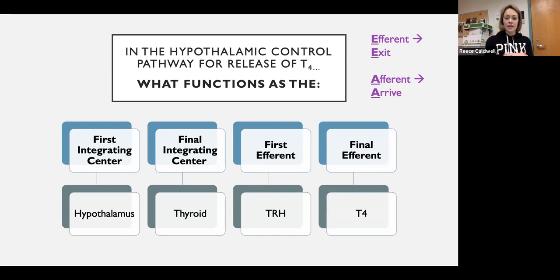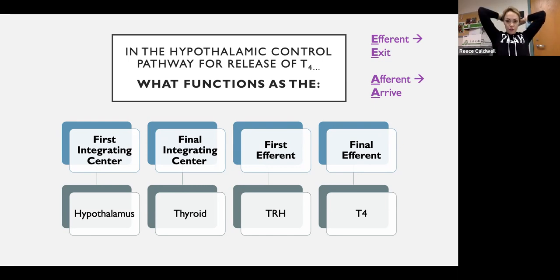What's our second afferent? It's going to be TSH because it's the second one to arrive at the second integration center, or third integration center, final. And then what's our final afferent? That's going to be thyroid. So our final afferent will be thyroid.